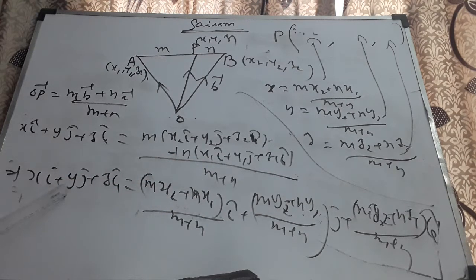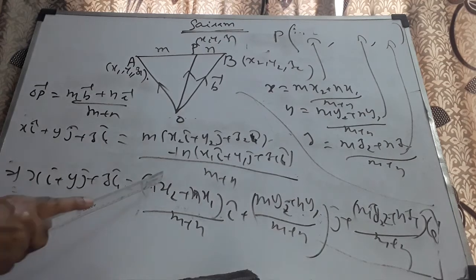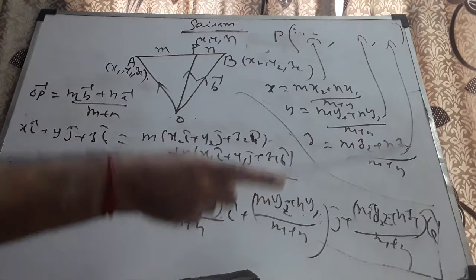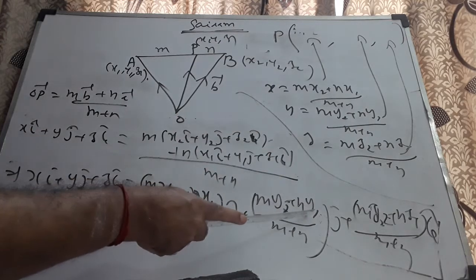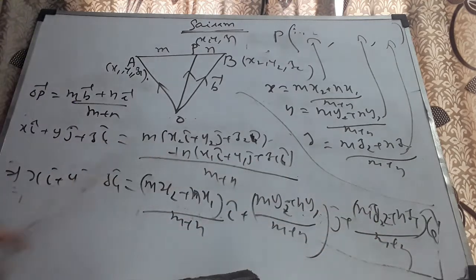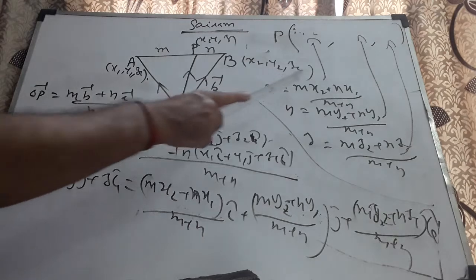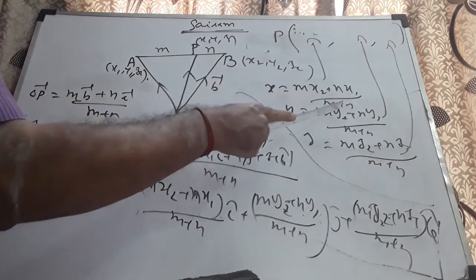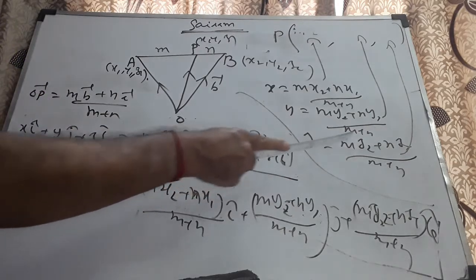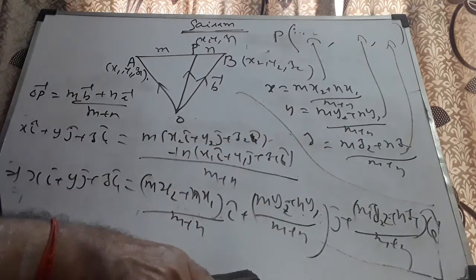Now x i cap plus y j cap plus z k cap will be equal to (m x2 plus n x1) by (m plus n) into i cap, and grouping the i, j, k components, plus (m y2 plus n y1) by (m plus n) j cap, plus (m z2 plus n z1) by (m plus n) into k cap. Now equate the i, j, k components. I'll get x equal to (m x2 plus n x1) by (m plus n), y equal to (m y2 plus n y1) by (m plus n), z equal to (m z2 plus n z1) by (m plus n).